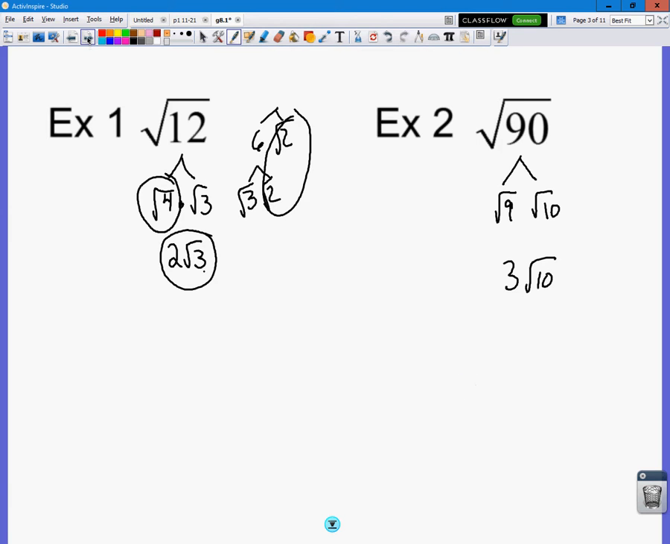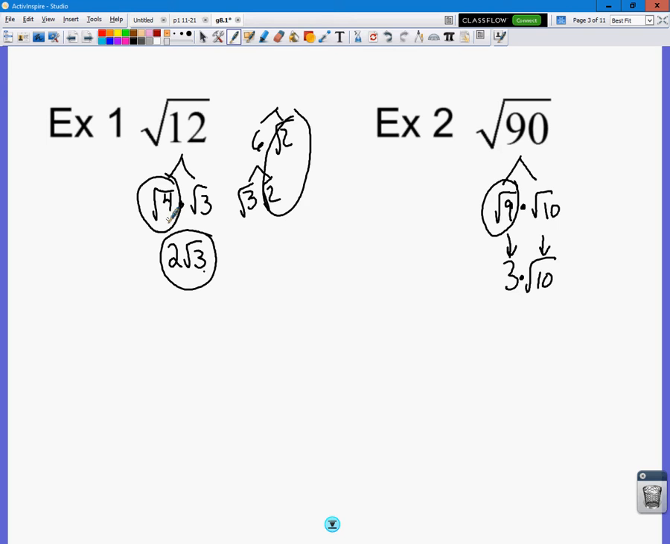Everybody okay so far? Where are you getting your final answer from? Because this is really being multiplied. This is implied that it's what? What is the square root of 9, Jesse? Square root of 9 is what? 3. Can I take the square root of 10? No, so I just bring it down.